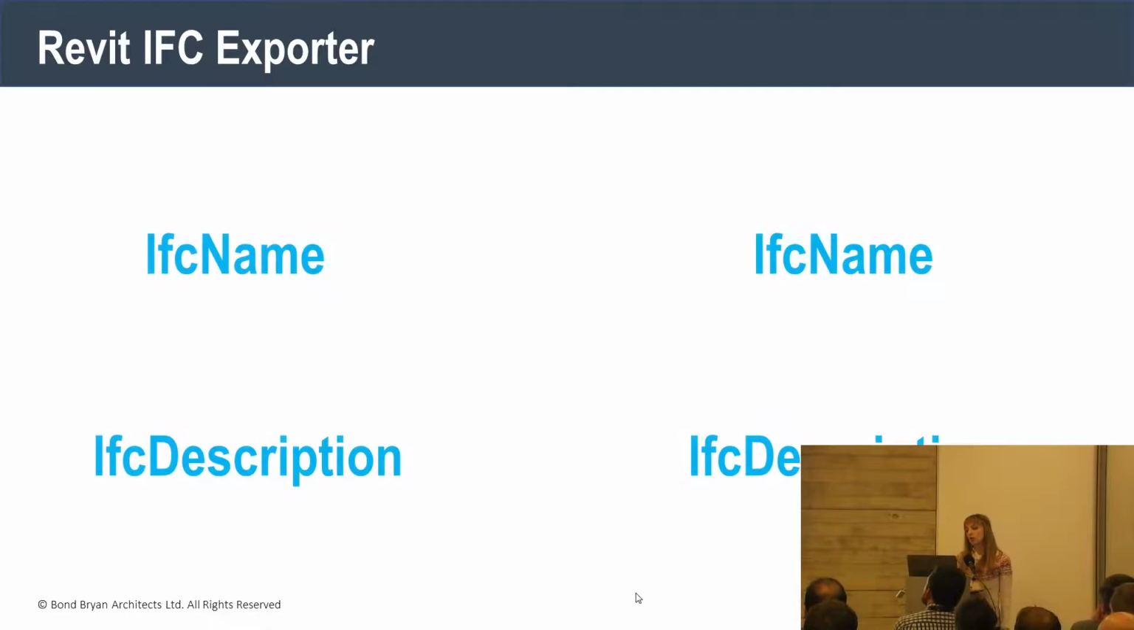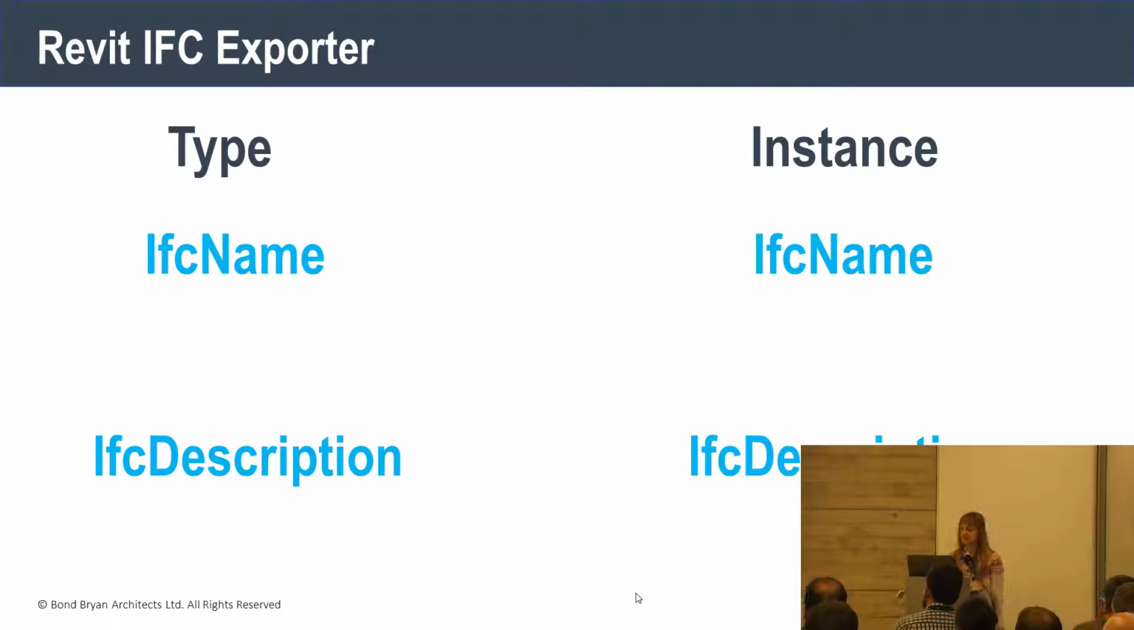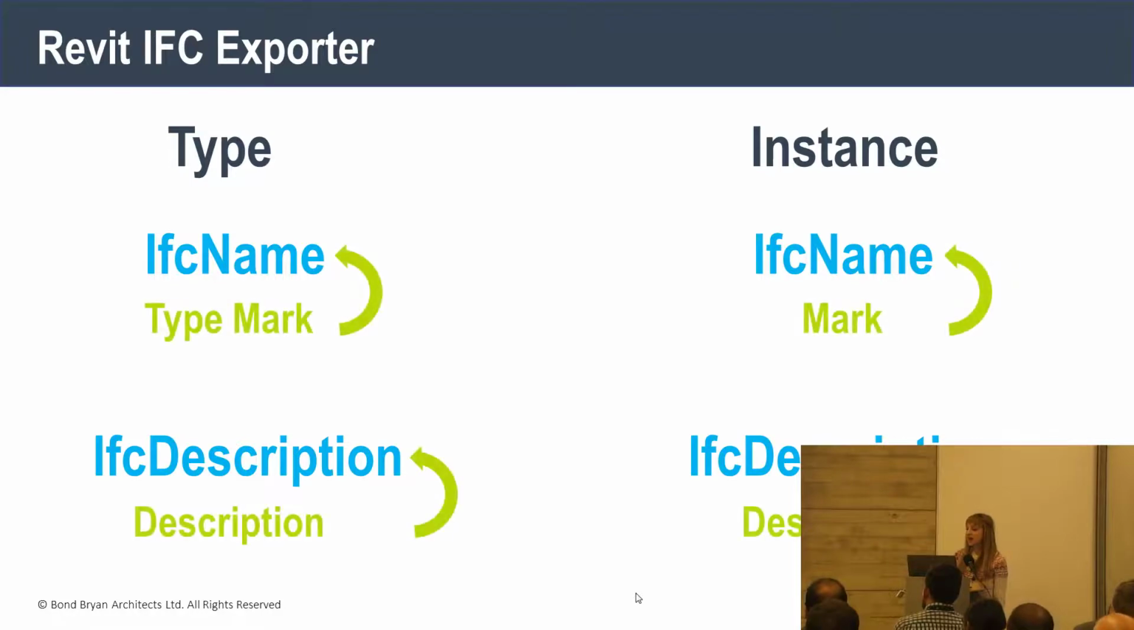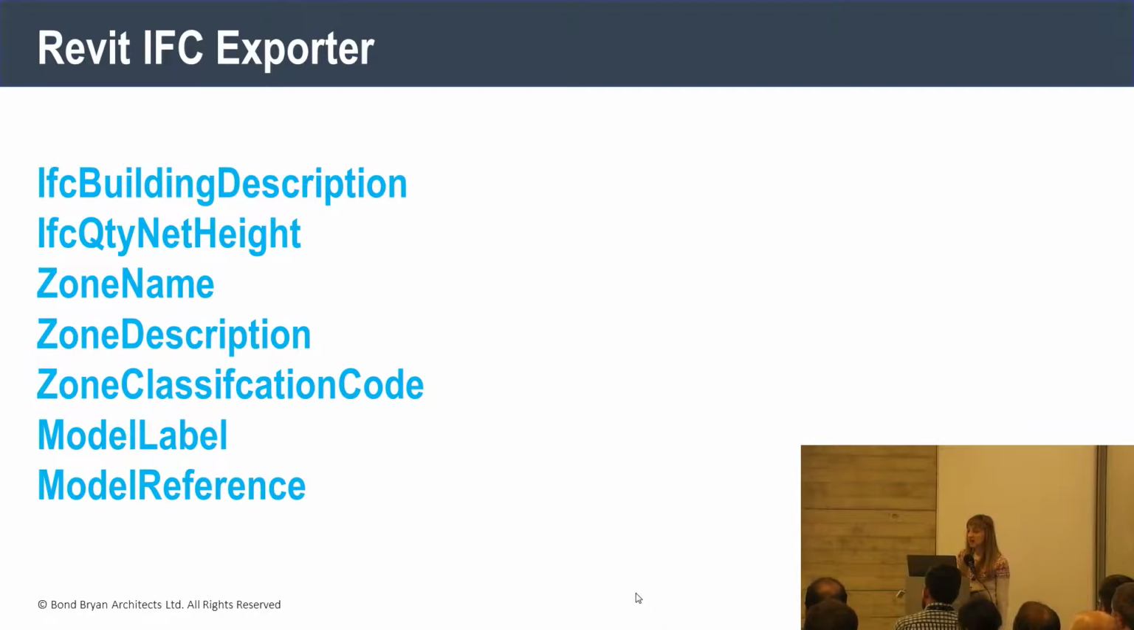We need to add 4 new parameters: IFC name, IFC name, IFC description and IFC description. And no, I haven't gone mad. Each of these are added at type and instance level. Our existing type mark, mark and description parameter values need mapping to these. And rather than do it manually, it can be done via pushing the data into Excel and back out by using the get parameter and set parameter functionality of Dynamo.